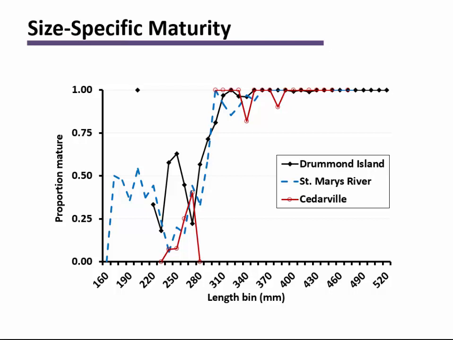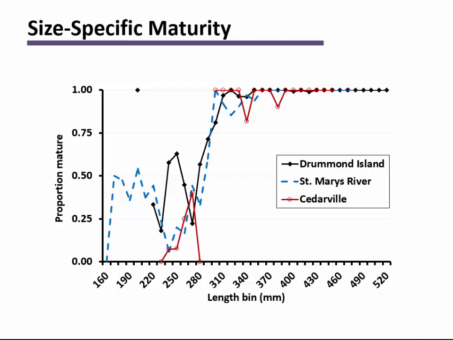You see the same thing a little bit at Drummond Island, but you don't see it in the red lines at Cedarville. You get more of a normal maturity schedule. They start at 0 at small size and increase. All of them peak at about 300 millimeters. At 300 millimeters, basically every Cisco in northern Lake Huron is sexually mature.